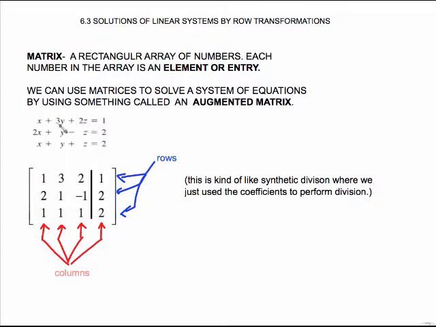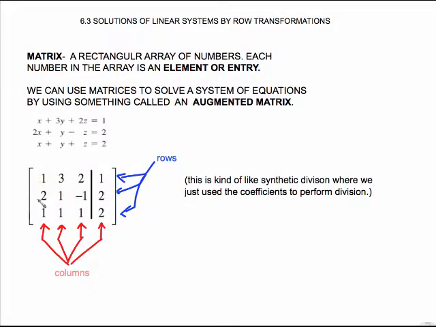Here's a system. We did that in the last section. And we want to transfer it into this augmented matrix. And all you do is take the coefficients and write them in order with the constant column here by itself. So 1, 3, 2, 1 is what my first row is. 2, 1, negative 1, 2 is my second row. And there's the third row right there.